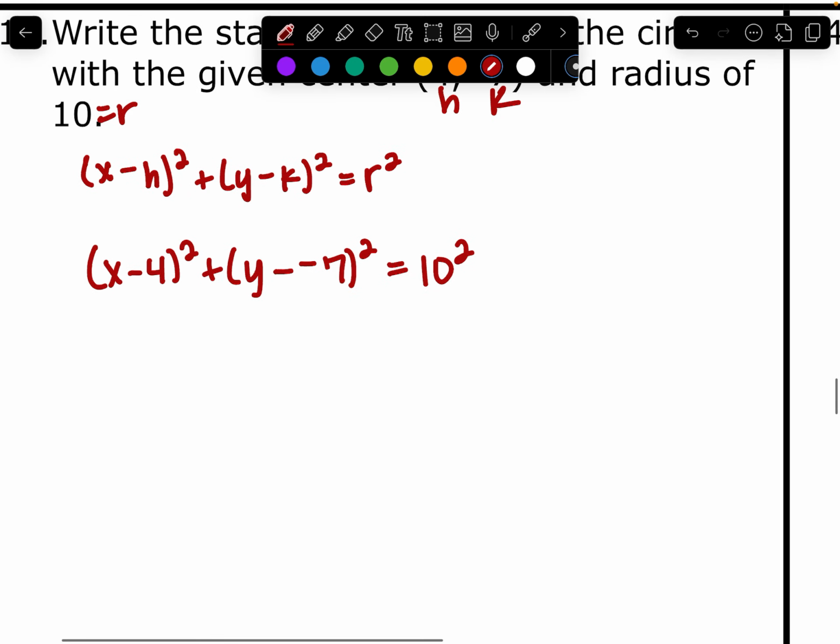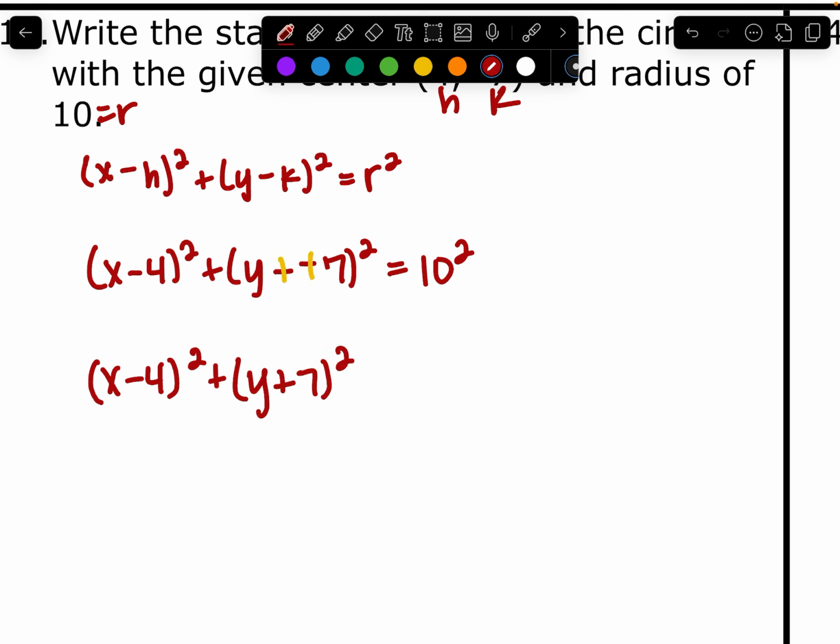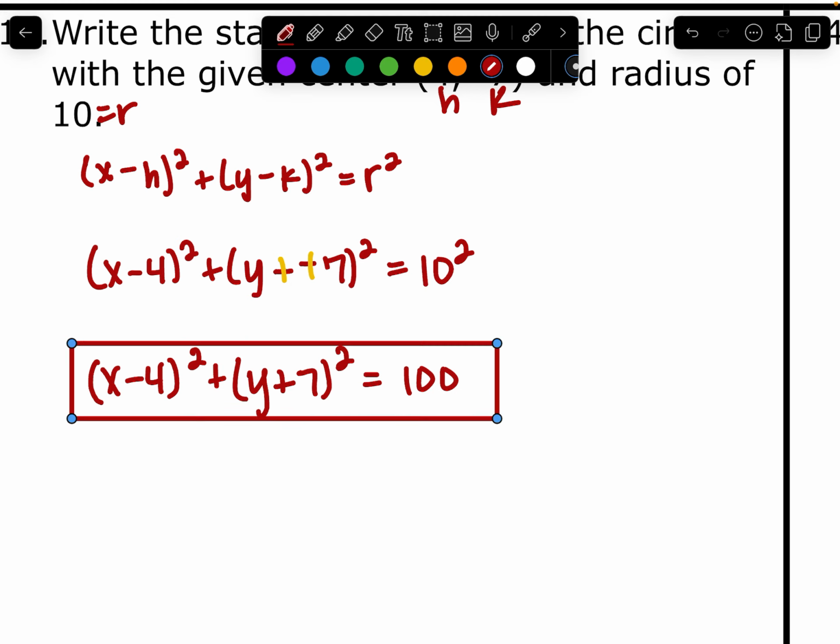Let's clean it up a little bit. This part is fine. And you know when you have a double negative like that, it's really positive. So we're going to change that to y plus 7 squared, and 100 equals 10 squared. So voila. On to the next.